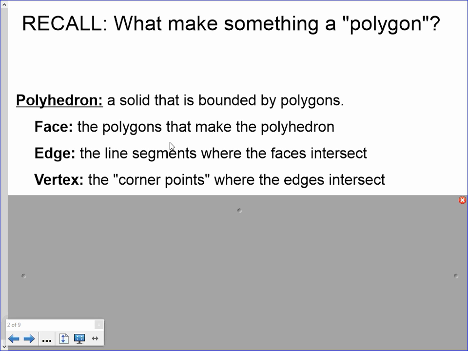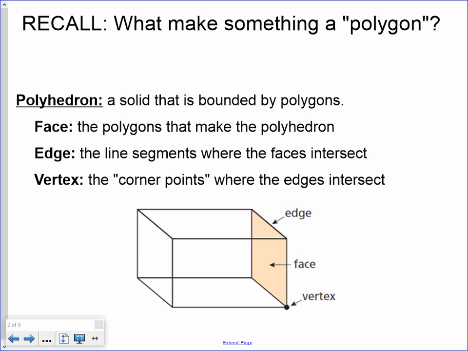This would be a polyhedron. All of the faces are what make up the box. The edges are where the faces all intersect. And the corner points are all of your vertices. Since we are looking at 3-dimensional figures on a 2-dimensional piece of paper, it can get a little more confusing because you don't physically have the object in your hand. But this is exactly what I just showed you in real life. Your faces are all the things that make up the box. All of your edges are these line segments where the faces meet. And your vertices are all the different corner points.